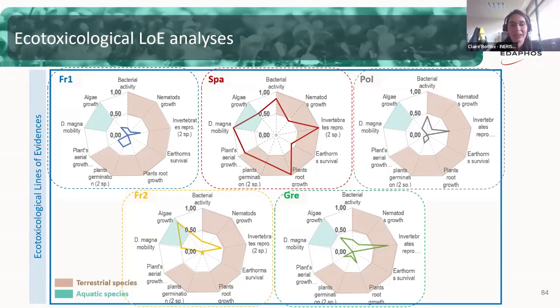But other sites, like the French 2 and the Greece site in green, raise alert for only some of those measurements, especially some invertebrate reproduction for Greece or aquatic species for the French 2 sites. So that was really interesting to understand better why some sites raise alert on specific results and not others.